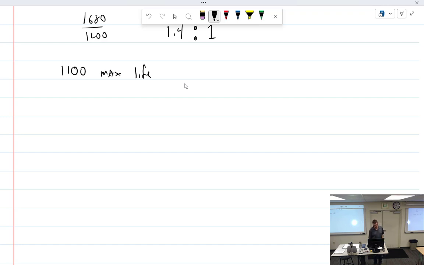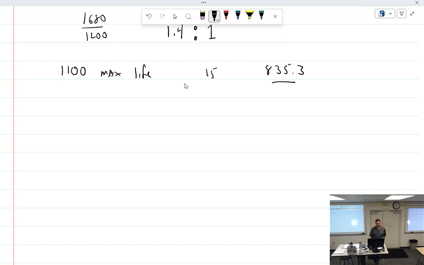All right, maximum life for a certain part is 1,100 hours. That's the max life. Recently, 15 of these parts were removed from different aircraft with an average life of 835.3 hours. What percent of the maximum life has been achieved?